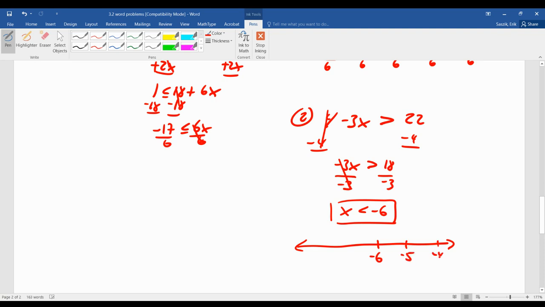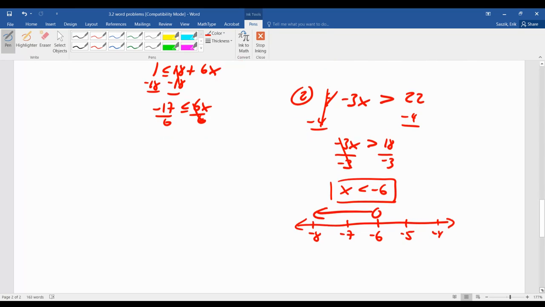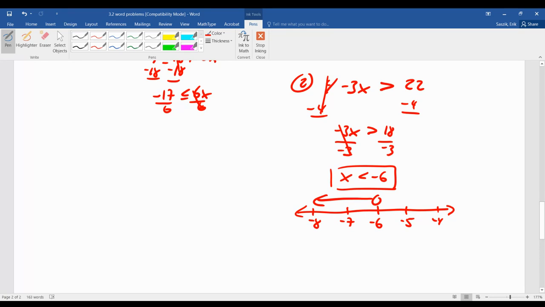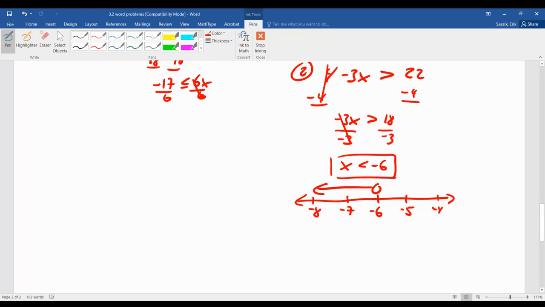Now, of course, we set up our number line, open circle. It says x is less than, so we shade to the left. Okay. Again, solving techniques are the same. That's the only thing that's different, is when you multiply or divide by a negative number, you have to change the direction.